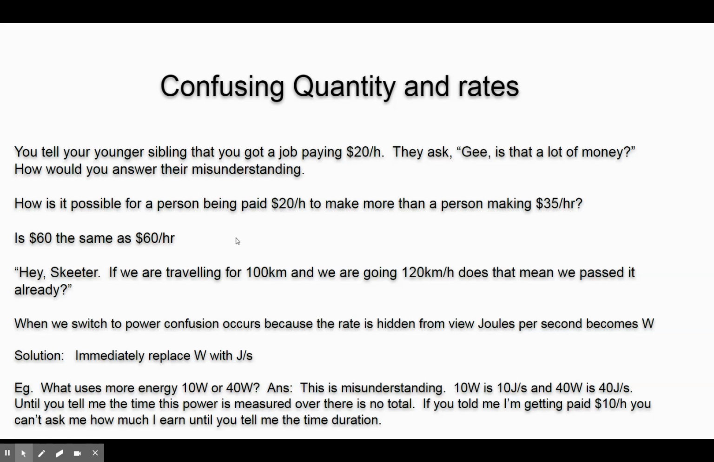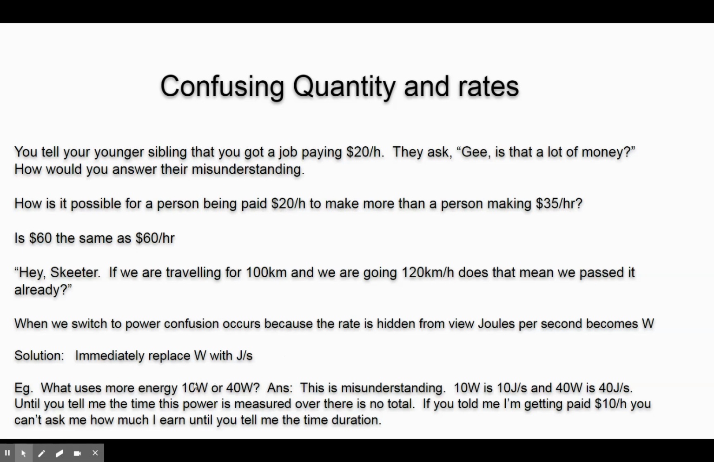Would it be like, hey, skater, if we were traveling for like 100 kilometers and we were going 120 kilometers an hour, does that mean we passed it already? No. Get the concept straight. When we switch to metric power, confusion is going to occur because the rate gets hidden in joules per second being transformed into watts. So your conceptual switch, always switch out W with joule per second so you know that that is a rate.